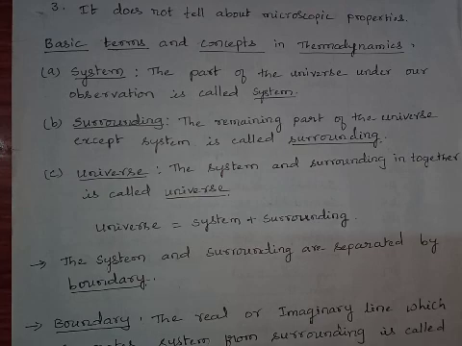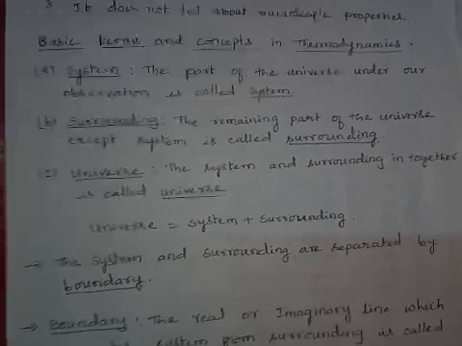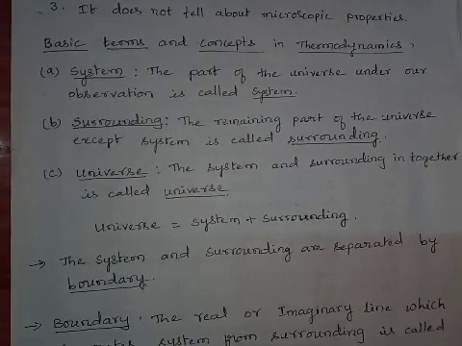Whenever you are taking the class, your observation will be in the classroom. So, classroom is your system. It means system is nothing but the part of the universe under our observation, under our study. Next one, surrounding. The remaining part of the universe except system is called surrounding.